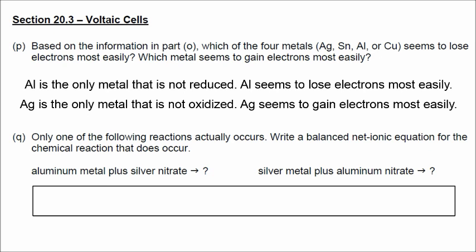So will aluminum give up its electrons to silver, or will silver give up its electrons to aluminum? Well, the first reaction, aluminum plus silver nitrate, that will occur, but if you put a piece of silver metal in aluminum nitrate solution, nothing would happen. So aluminum is losing electrons, and it loses 3 electrons. Let's multiply the silver by 3. Silver is gaining those 3 electrons, so we have a nice balance there.